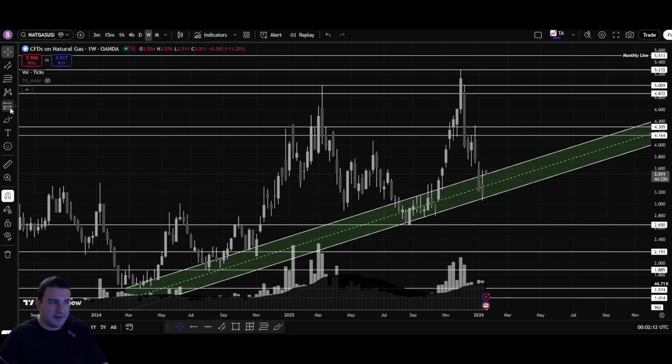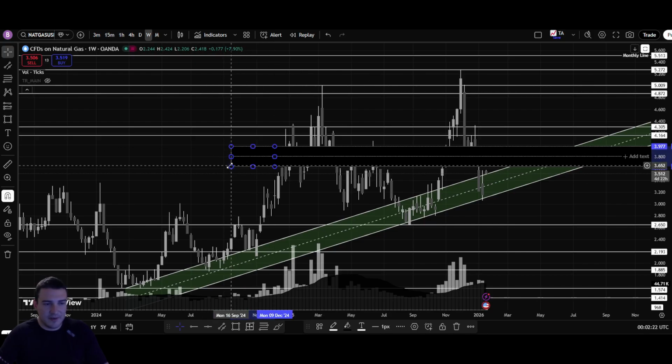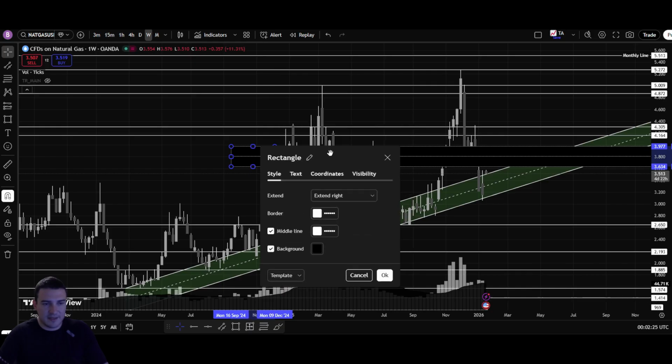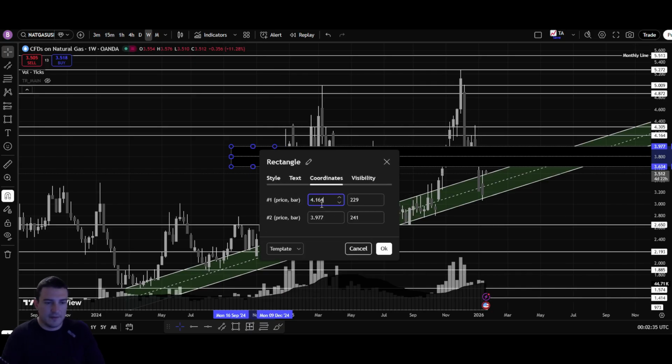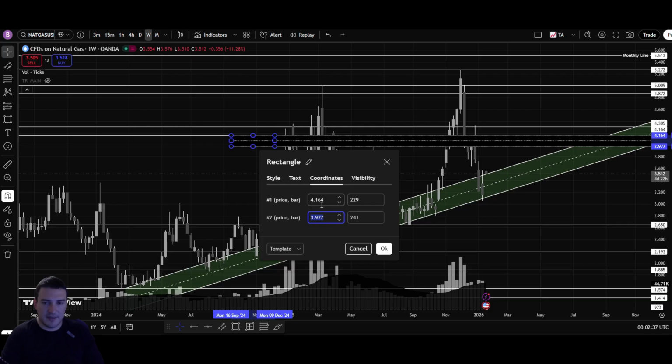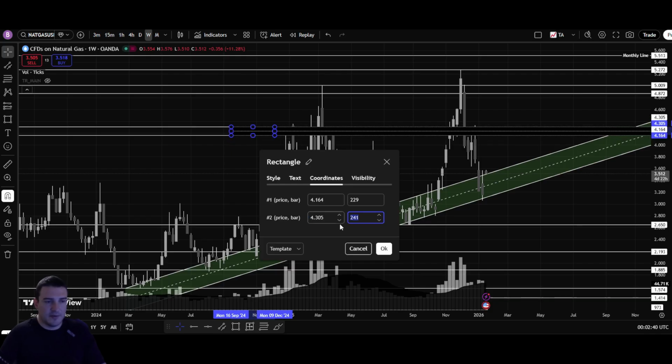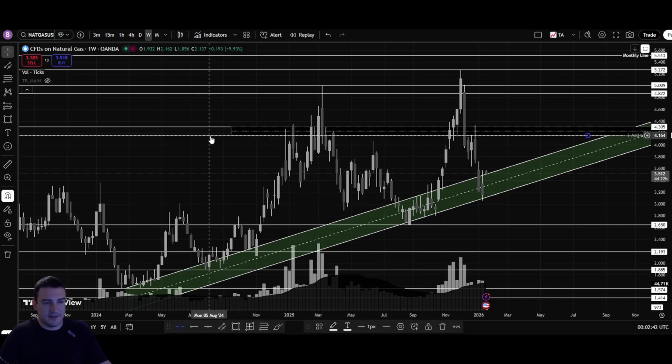Man, this is going to be hard to draw. I'll just do a semi. Actually, here's a good example of what I like to do when I don't know where this zone started: I'll draw the zone below it, and then I'll come in and manually adjust the prices to be these numbers. All right, 4.164 and then 4.305. Boom.